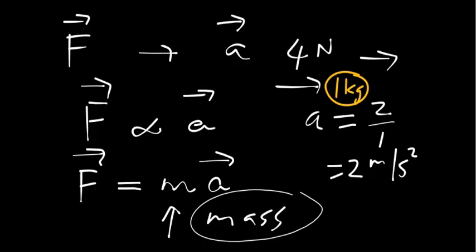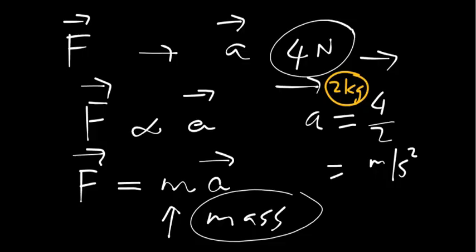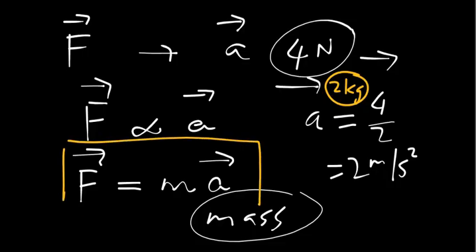Likewise, if you have a higher force acting on the same object, then the acceleration will be 4 over 1, which is 4 meters per second squared. So you see, acceleration is proportional to the force that is acting on the object. And if I were to change the mass of the object to, let's say, 2 kg, then in this case, the acceleration will be 4 over 2, or 2 meters per second squared. And that is the role mass plays in this equation as the constant of proportionality.